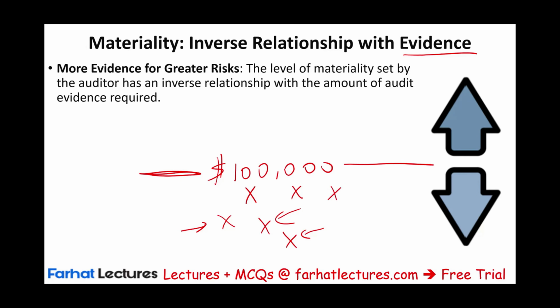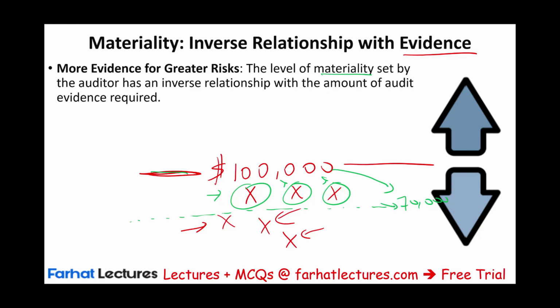Now, if I lower materiality from 100,000 to 70,000, what's going to happen is this: anything that we miss that's above 70,000 is material. Notice, those three X's were not material when the materiality was 100,000, because they fall below the materiality level. Now they are important, because if we set materiality at 70,000, those three errors, those three X's, are material because they are above the level of materiality.